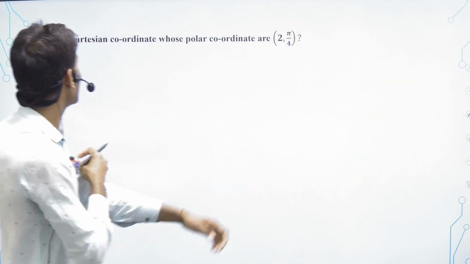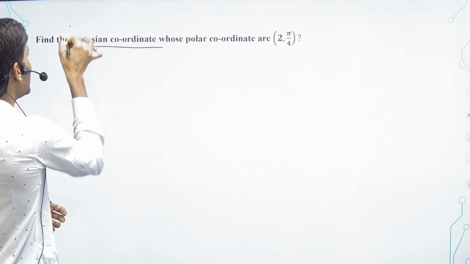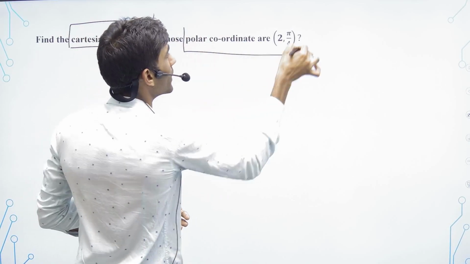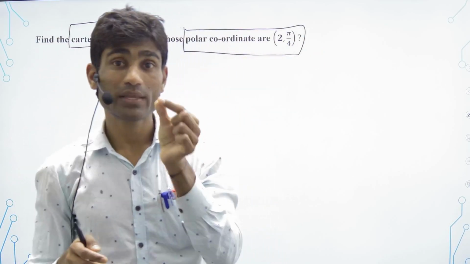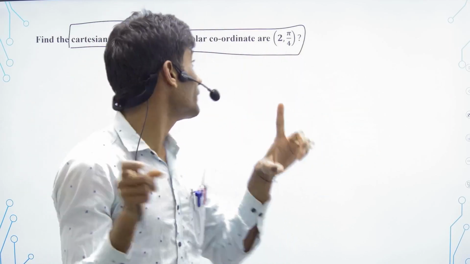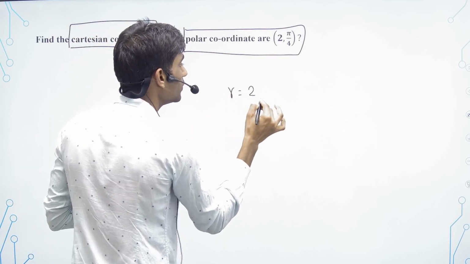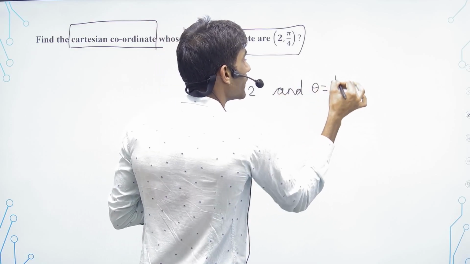So here I consider one example, the Cartesian coordinate. We have to find the Cartesian coordinate whose polar coordinate is given. Polar coordinate given means we have the value for radius r, and theta, which is pi by 4. So we have radius r equal to 2, and theta equal to pi by 4.